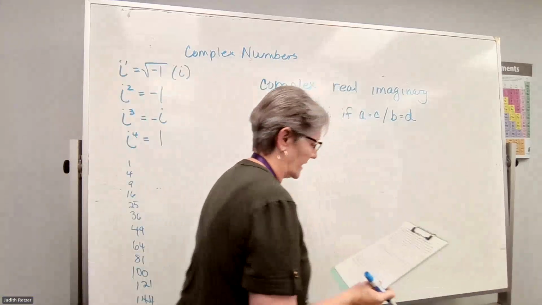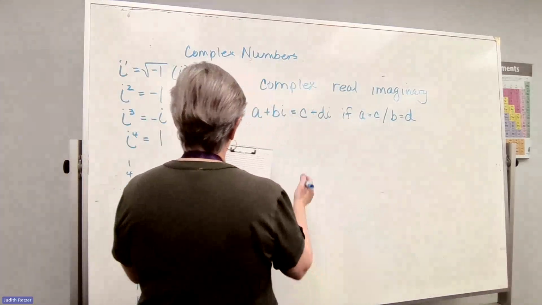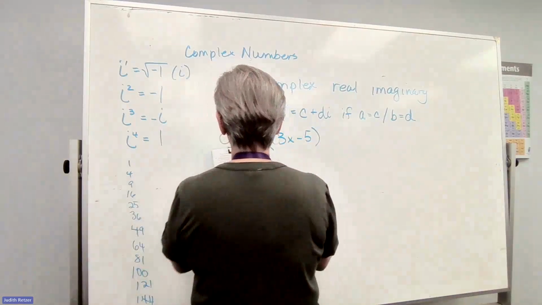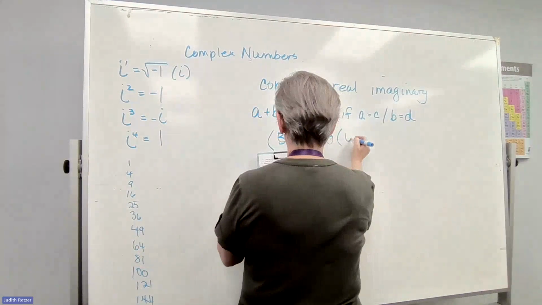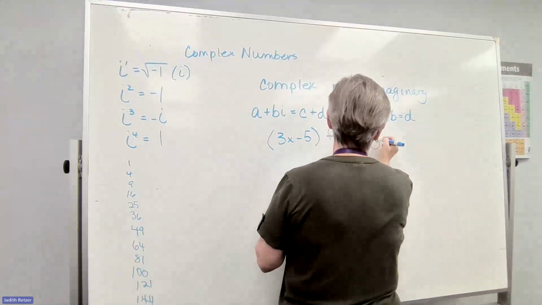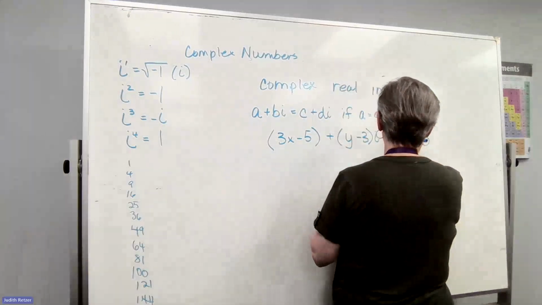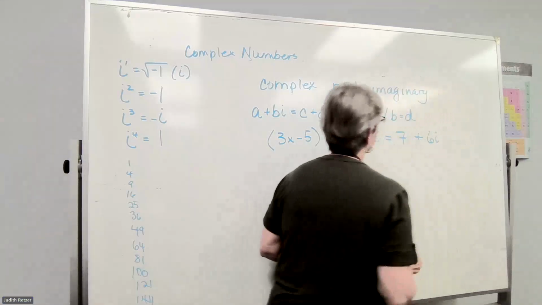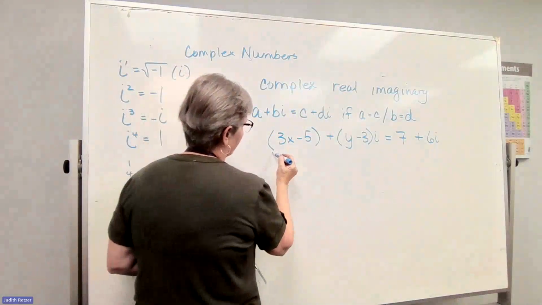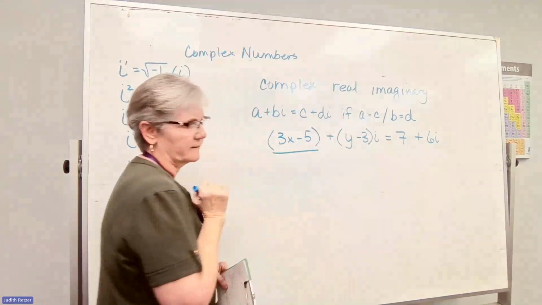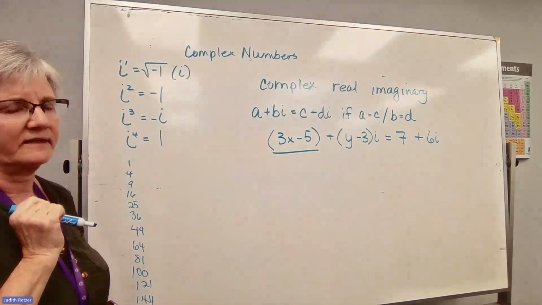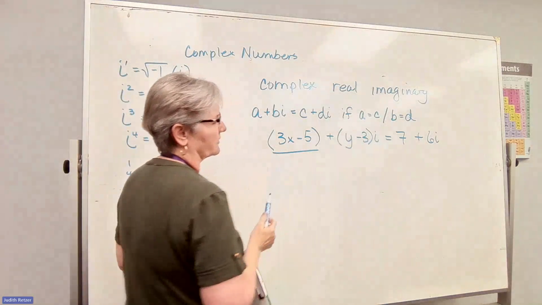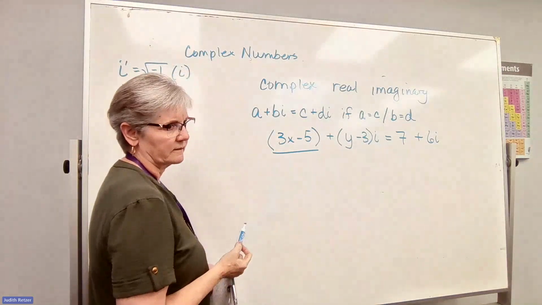Okay? Example. It says find x and y. You have (3x minus 5) plus (y minus 3)i is equal to 7 plus 6i. All right, so this is a real part, right? You see anything imaginary attached to that? Nope. Okay, well, on the other side of the equal sign, what's the real part? 7.